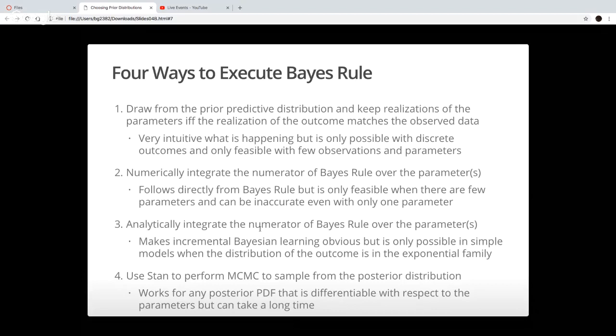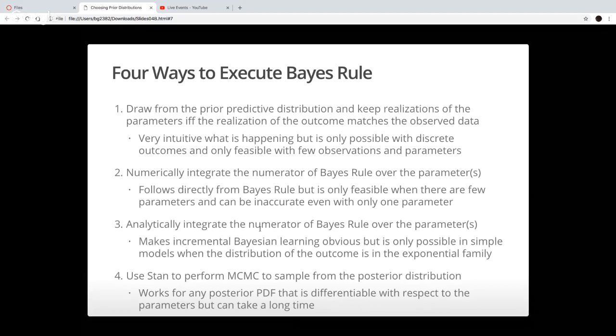Anyway, beyond a couple parameters, this is going to be hopeless to do numerically, even though it works pretty solidly as long as you only have 1 parameter. But most of the models that we're interested in the social sciences are going to have more than 1 parameter. So we need a more general approach.